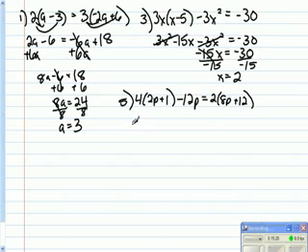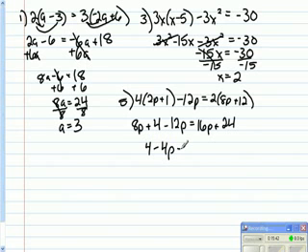Distribute again. 4 times 2p is going to give me 8p. 4 times 1 gives me 4. 2 times 8p is 16p. 2 times 12 is 24. Combine anything you can on each side. So I have an 8p and a negative 12p. Those are like terms, so I can put them together. 8 and negative 12 is negative 4p.